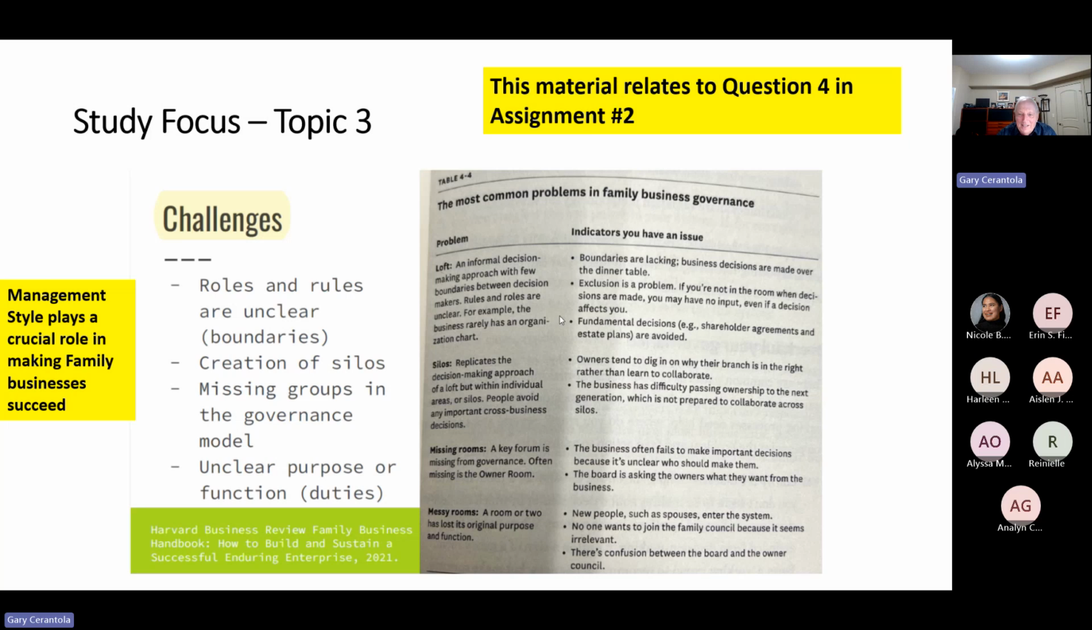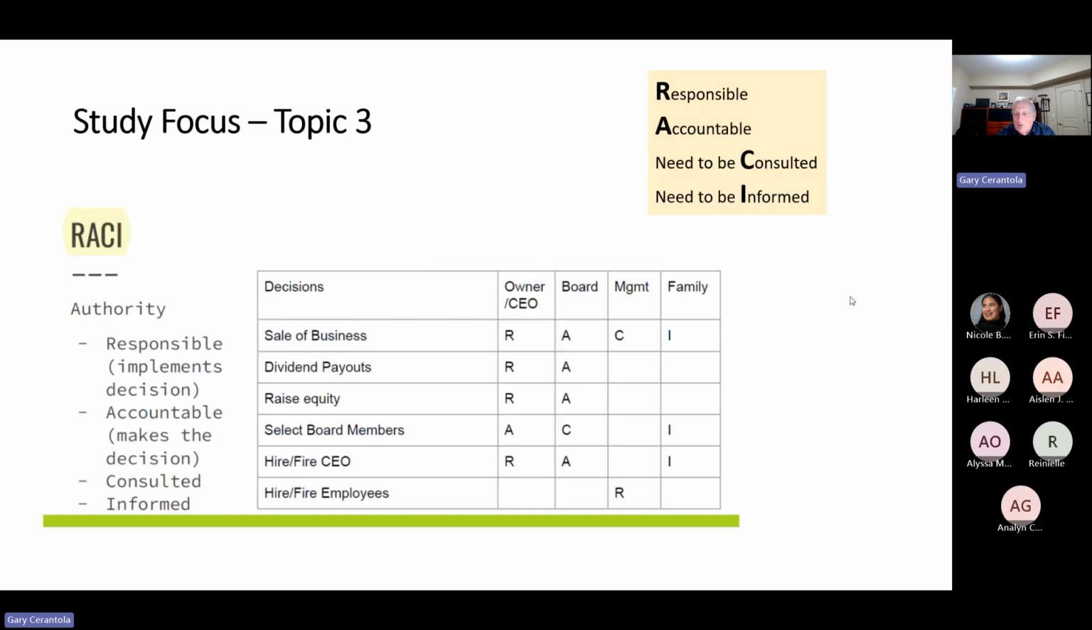So this will not be a test question, but here's one of the best frameworks that I've ever worked with, and I've used it in corporations as well. It's called a RACI framework. What you need to do is identify the players in the business, and then you identify who's actually responsible, who's accountable, who needs to be consulted, or who needs to be informed on different decisions that you make.